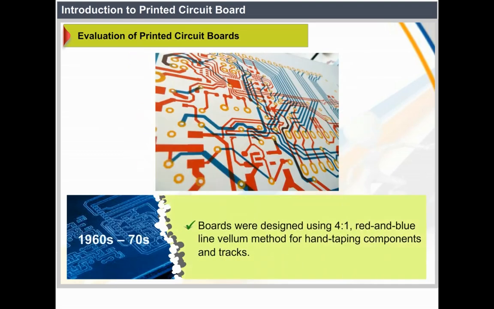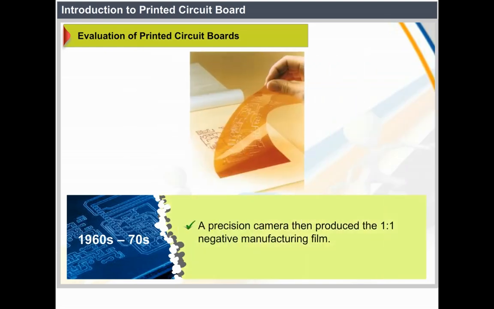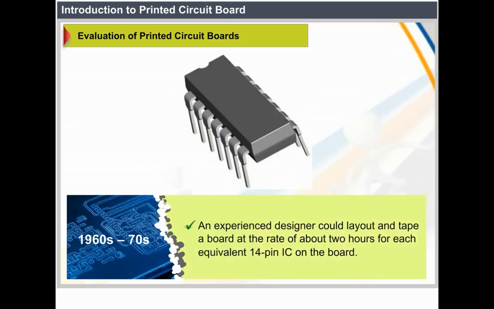1960s to 1970s. Boards were designed using the 4:1 red and blue line vellum method for hand taping components and tracks. A precision camera then produced the 1:1 negative manufacturing film. An experienced designer could lay out and tape a board at the rate of about 2 hours for each equivalent 14-pin IC on the board.